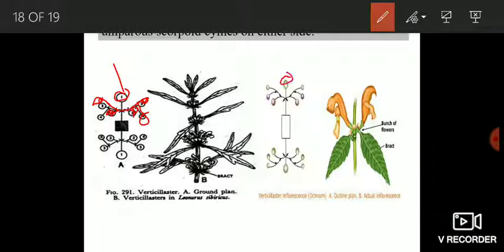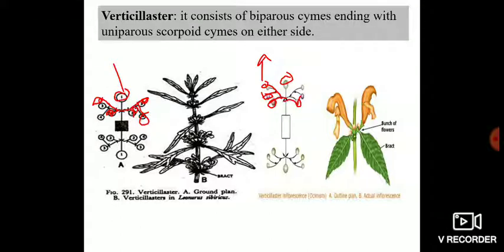The apex has terminated into a flower, then two branches have formed below this flower, and the apex of these two branches have terminated into flowers. Then one more branch has resulted here. Okay, and the apex of this branch has also formed a flower. Then the branching has been repeated in this manner, and you get a uniparous scorpioid cyme. Okay, and the verticillaster is found in family Labiatae.